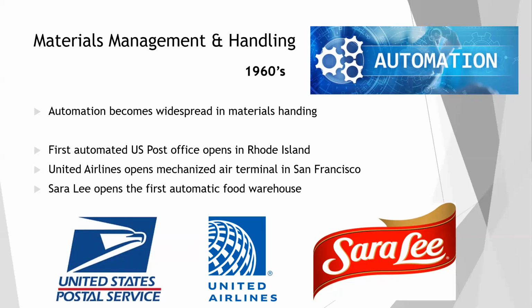So in the 1960s, the first automated USPS, the US Post Office, opens in Rhode Island. United Airlines opens a mechanized air terminal in San Francisco, California. And Sara Lee, known for their delicious desserts, opened the first automatic food warehouse. So again, we're moving from everything being done manually by hand to more automation during the 1960s.